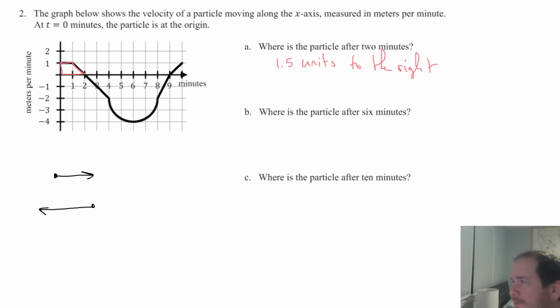Alright, so now it says where is the particle after 6 minutes? So for that we'd have to run all the way out to 6, and that means we now have what I would break down to a trapezoid piece and a quarter of a circle piece.